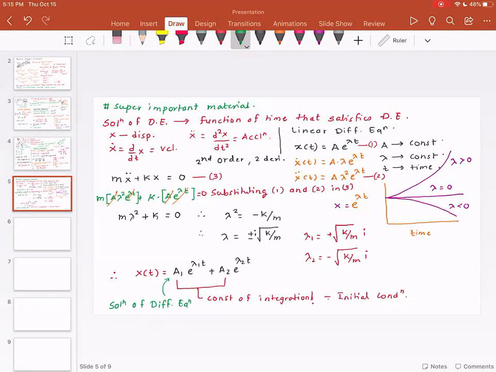Now, one thing that I want you to understand is that in this particular problem, please note I have purely imaginary roots. These are also called roots.